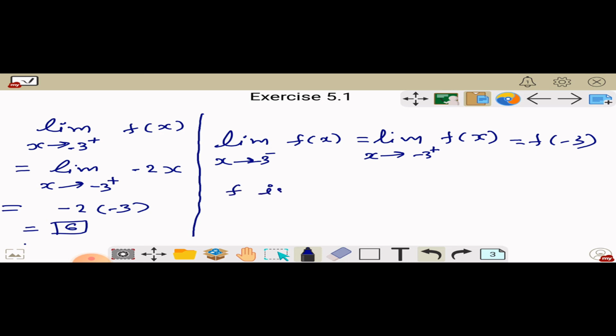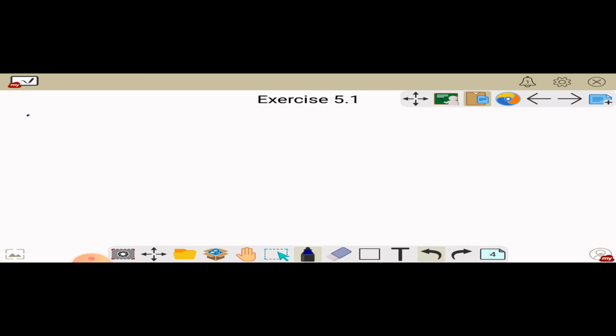So f is continuous at x equals minus 3. Now let us check for x which belongs to minus 3 to 3. That means we have to check for all the points which belong to minus 3 and 3.